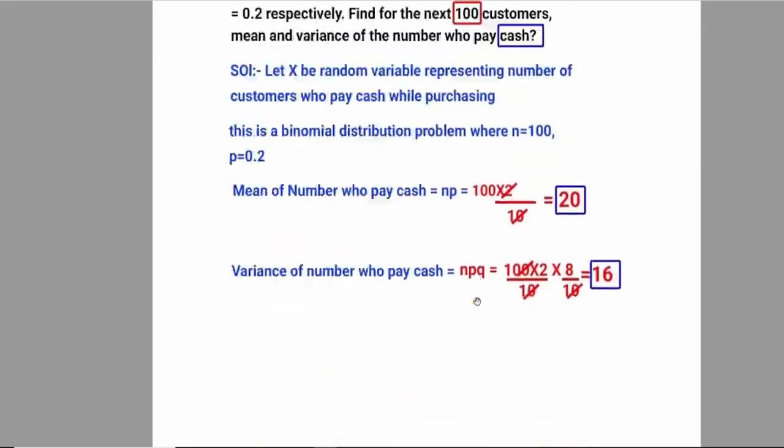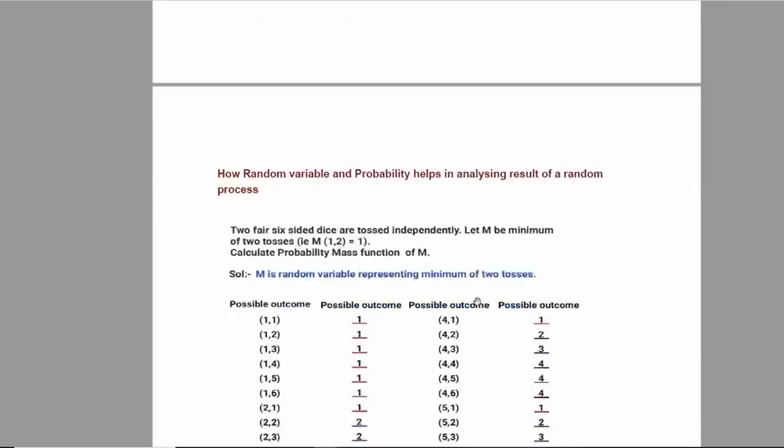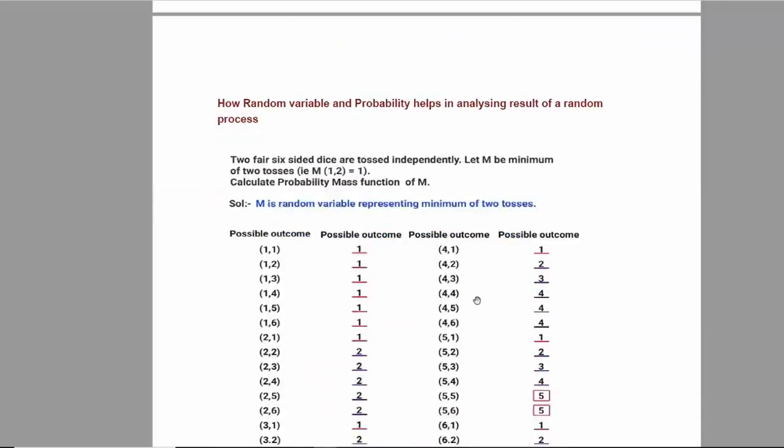Now when the two things are over, let's go to the third thing, how random variable and probability help in analyzing the result of a random process. Like I have two fair six-sided dice that are tossed independently. Let m be the minimum of the two choices. Calculate the probability mass function of m.